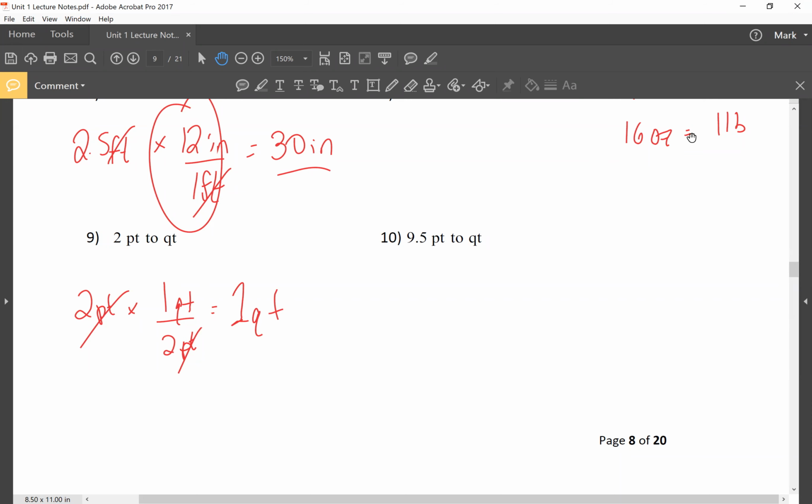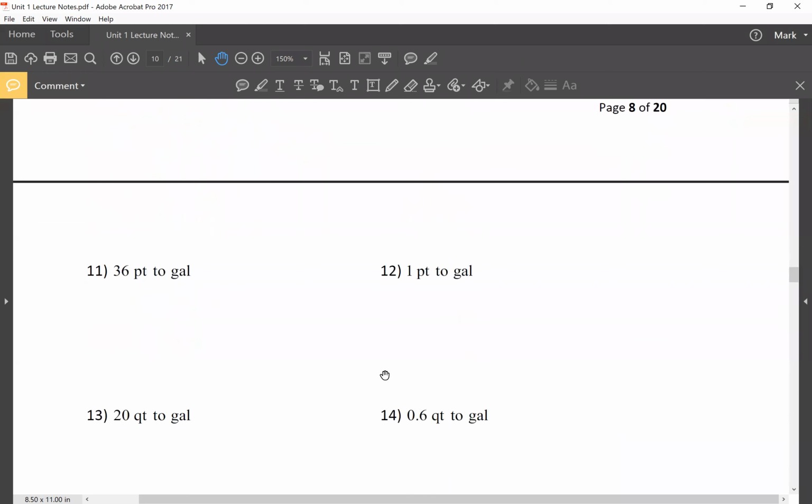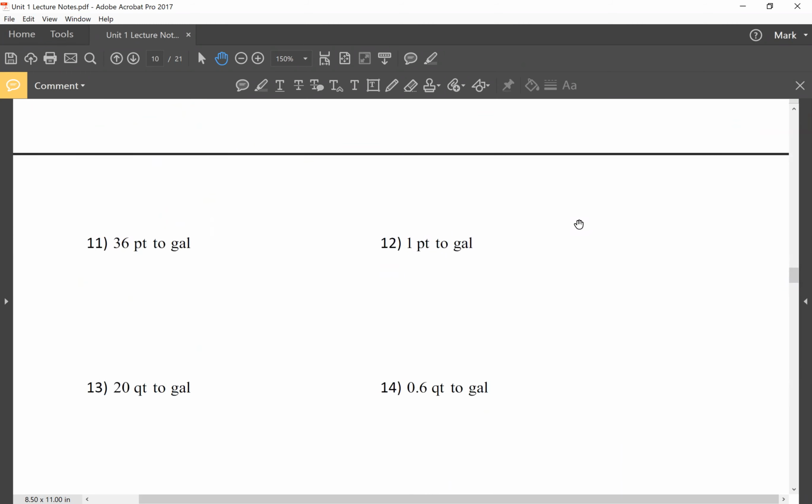Excellent. All right. Well, let's do the next one since I'm here. 9.5 pints. Oh no, we already did pints to quarts. Let's try 11, and then I'll let you guys practice. All right. So 36 pints, and I want to go to gallons. Now, I expect this to be a small number.